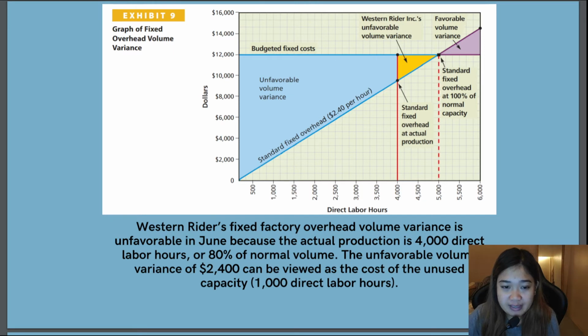Favorable volume variances may not always be desirable. For example, in an attempt to create a favorable volume variance, manufacturing managers might run the factory above the normal capacity. However, if the additional production cannot be sold, it must be stored as inventory, which would incur storage costs.